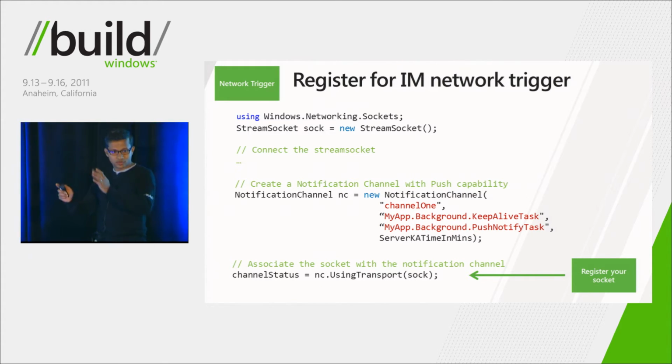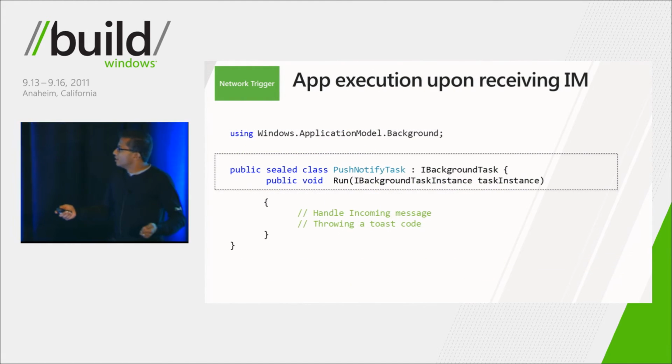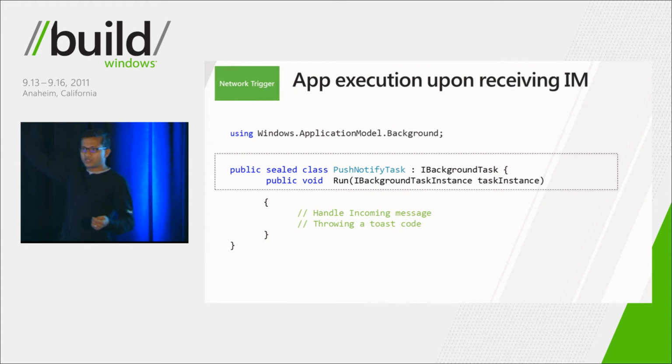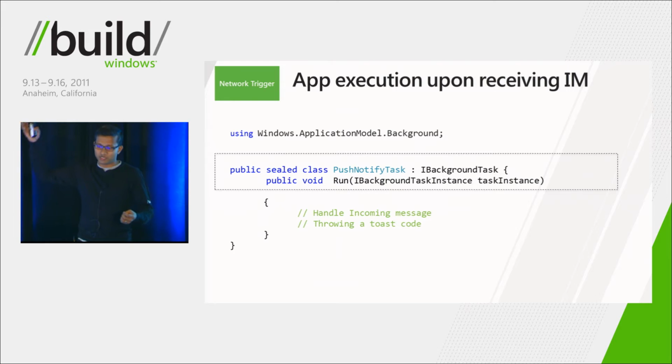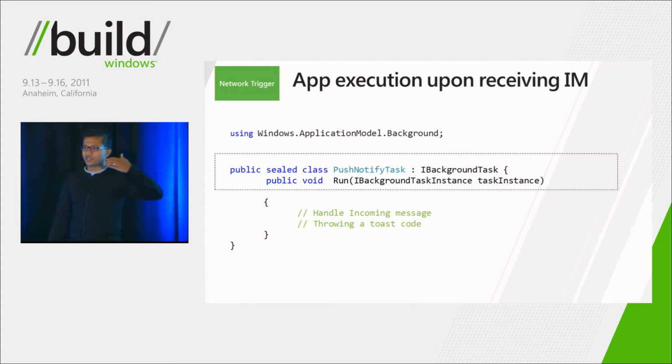So after you've done this, you've registered now. You're all set. The OS is going to wait for some event to happen on the socket. Now you need to tell us what is the snippet of code that gets to run when that event happens, right? So here you see that this is part of the Windows application model background namespace. And in that, I told you about two classes that you told the OS when you registered your trigger. So the first class is what you're seeing on the slide. This is the push notified task class.